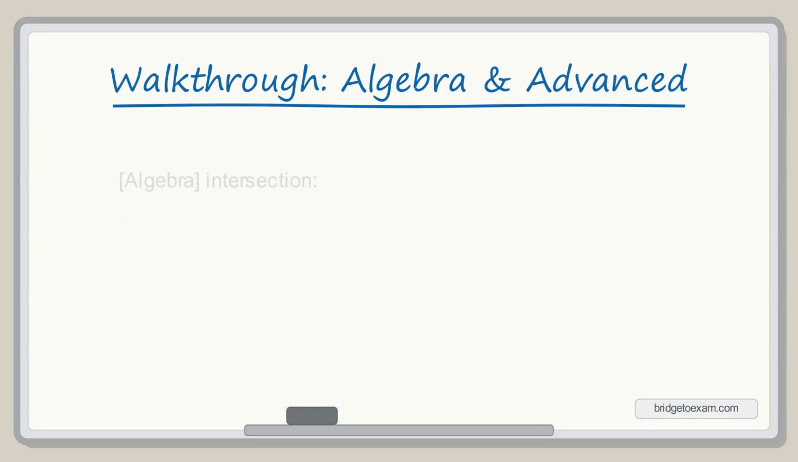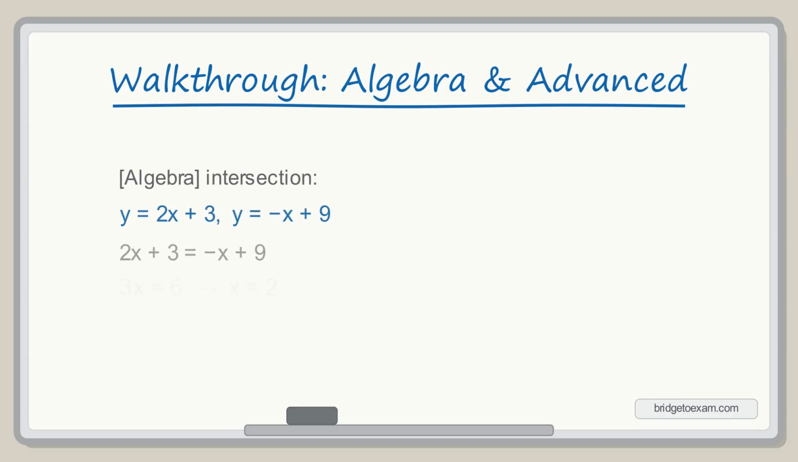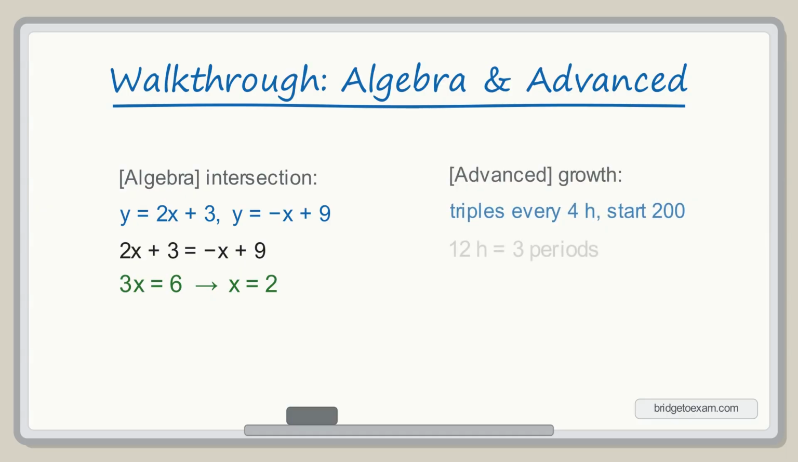First, algebra. Where do the lines y equals 2x plus 3 and y equals negative x plus 9 meet? Set them equal. 3x equals 6, so x is 2. Now, advanced math, exponential growth. A population triples every 4 hours, starting at 200. 12 hours is 3 periods, so multiply by 3 cubed. 200 times 27 is 5,400.